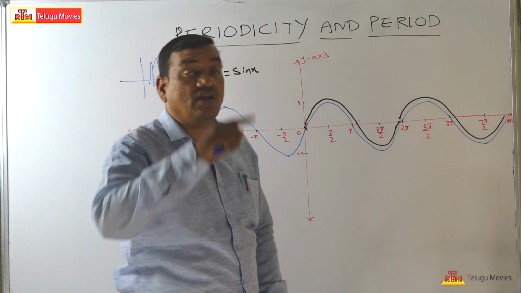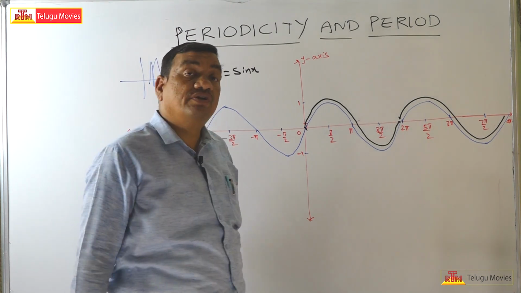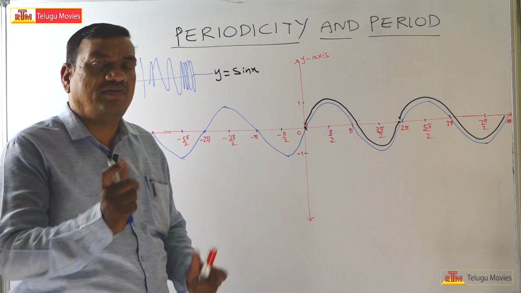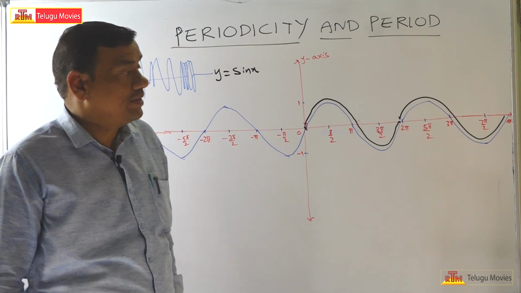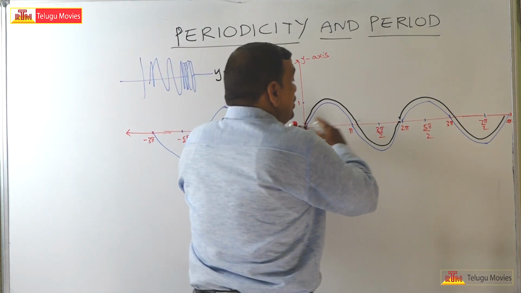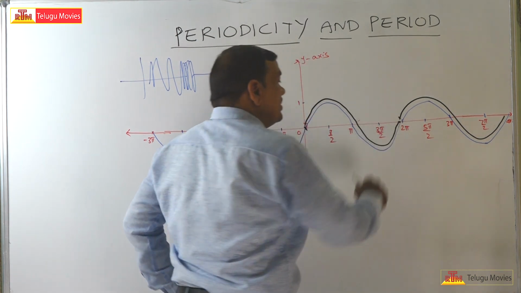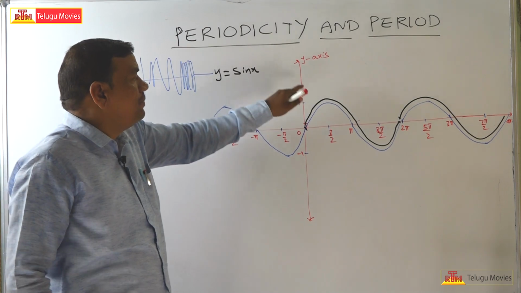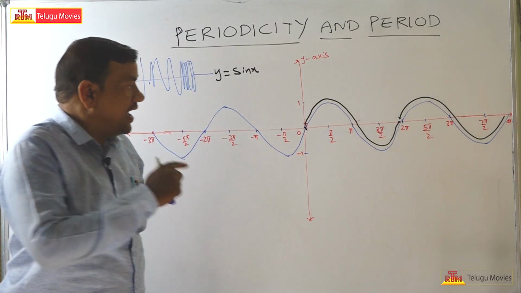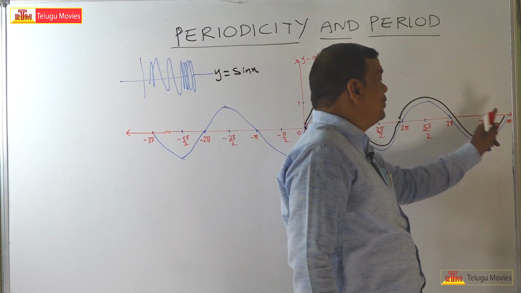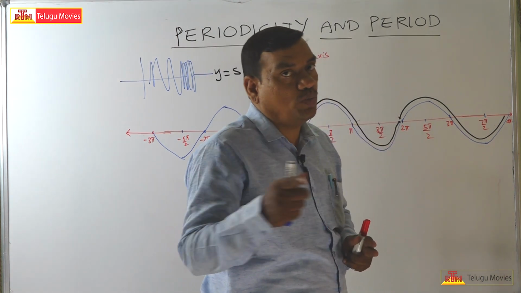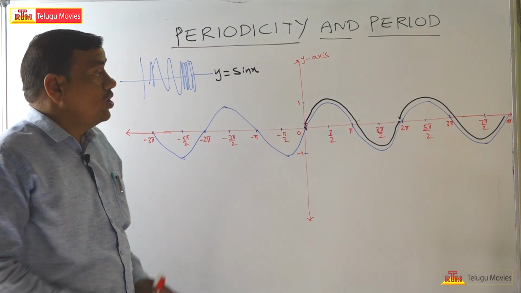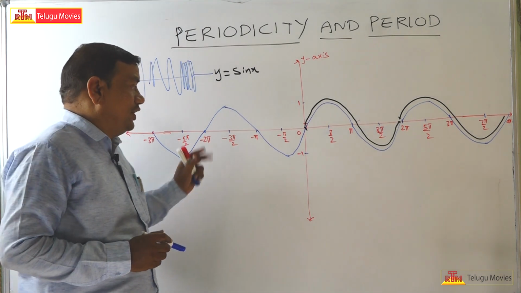In our class, in our school, in our college, 50 minutes is the period. Generally wherever you go, 50 minutes is the period. But here, from 0 to 2 pi, what is the length? 2 pi. The 2 pi is the period of this function. Again 2 pi to 4 pi, what is the length? 2 pi. That 2 pi is the period of the function. Okay? Coming to the negative direction.